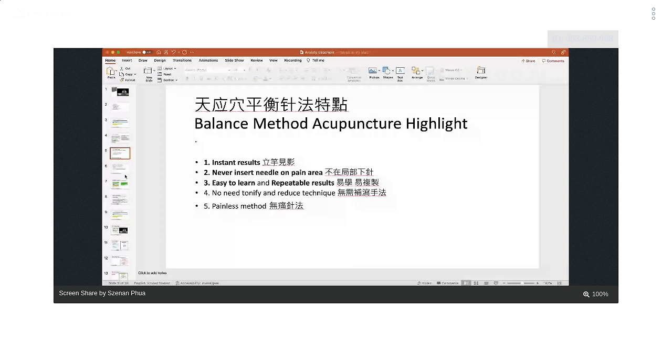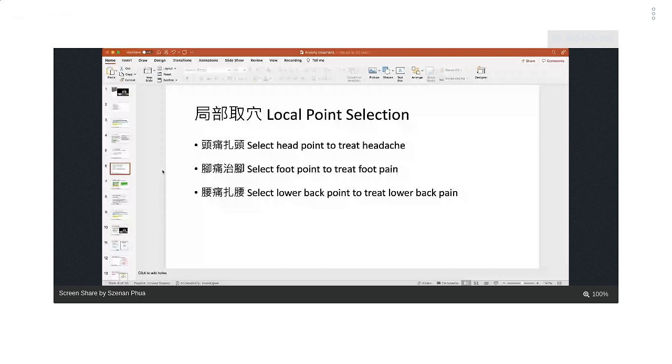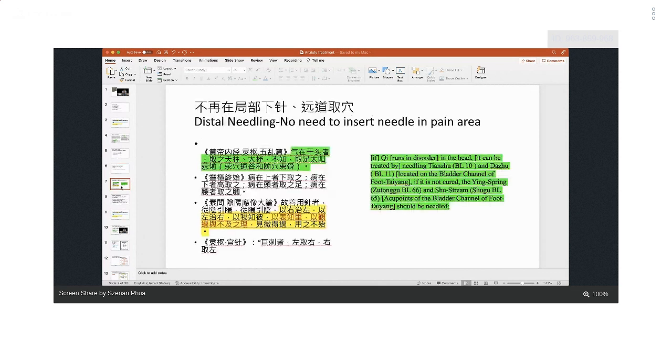All right, next. What is local point selection? If the patient comes with a headache, we select a point on the head to treat the headache. That is local point strategy. It's the same for the foot or lower back: you choose a point in the lower back or foot to treat lower back pain or foot pain. That's local point strategy. What is distal point strategy? With distal needling, there is no need to insert a needle in the pain area.